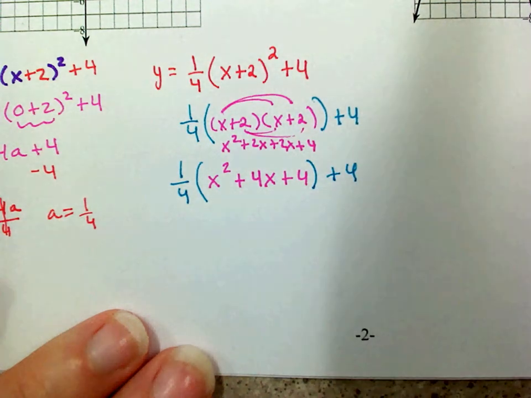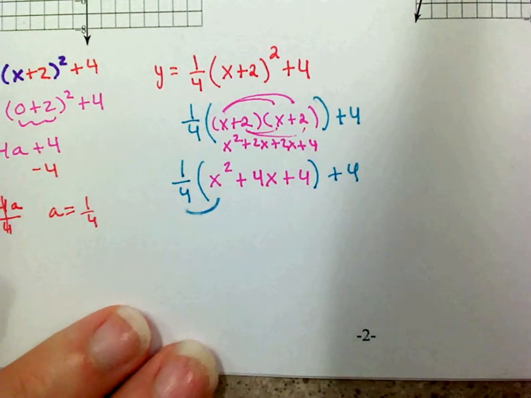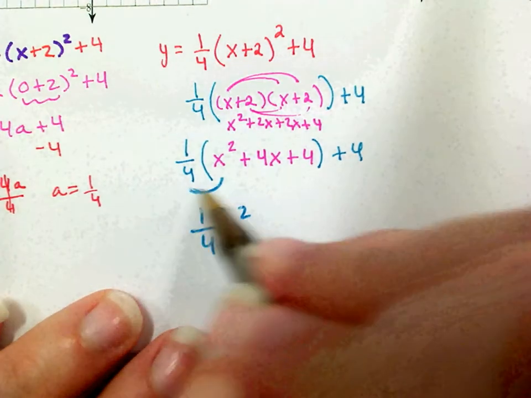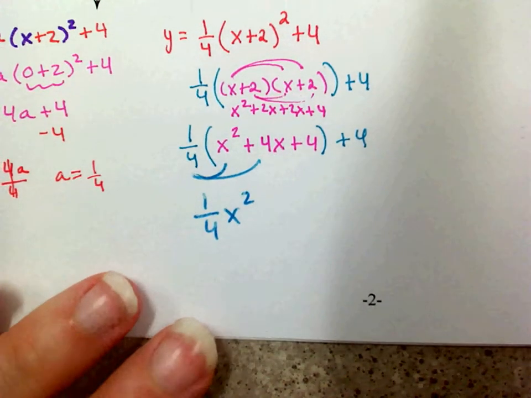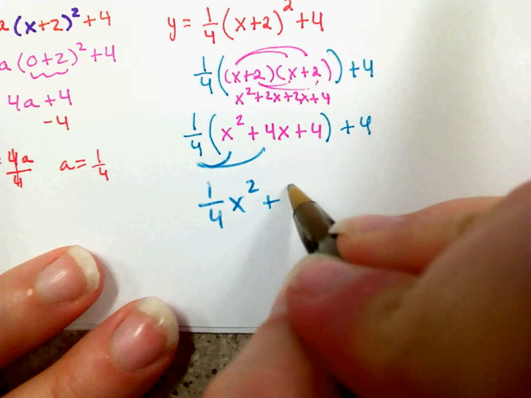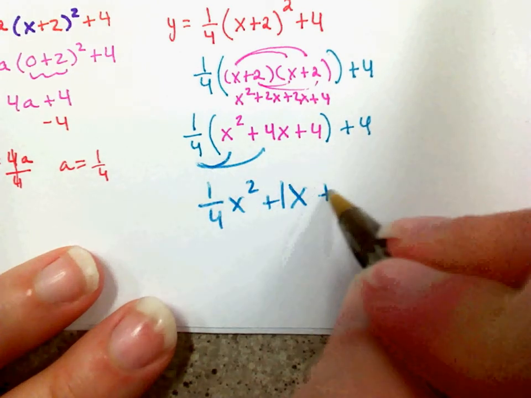Sure. 1/4 times x squared is 1/4 x squared. What's 1/4 times 4x? If you're not sure, you type it in your calculator. 1 divided by 4 times 4. Well, that's just 1. So plus 1x, or just x. And then 1/4 times 4 again. And then plus another 4. That becomes what?